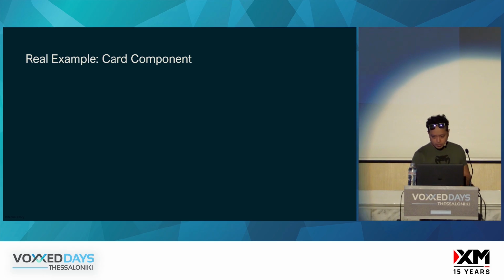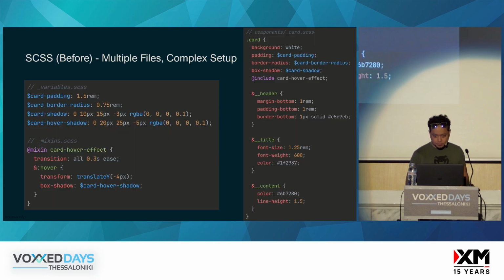So here's a real-world example every front-end dev can relate to. Traditional SASS with files scattered across your project. You need variables, mixins, and component files. Making changes requires understanding the entire cascade.